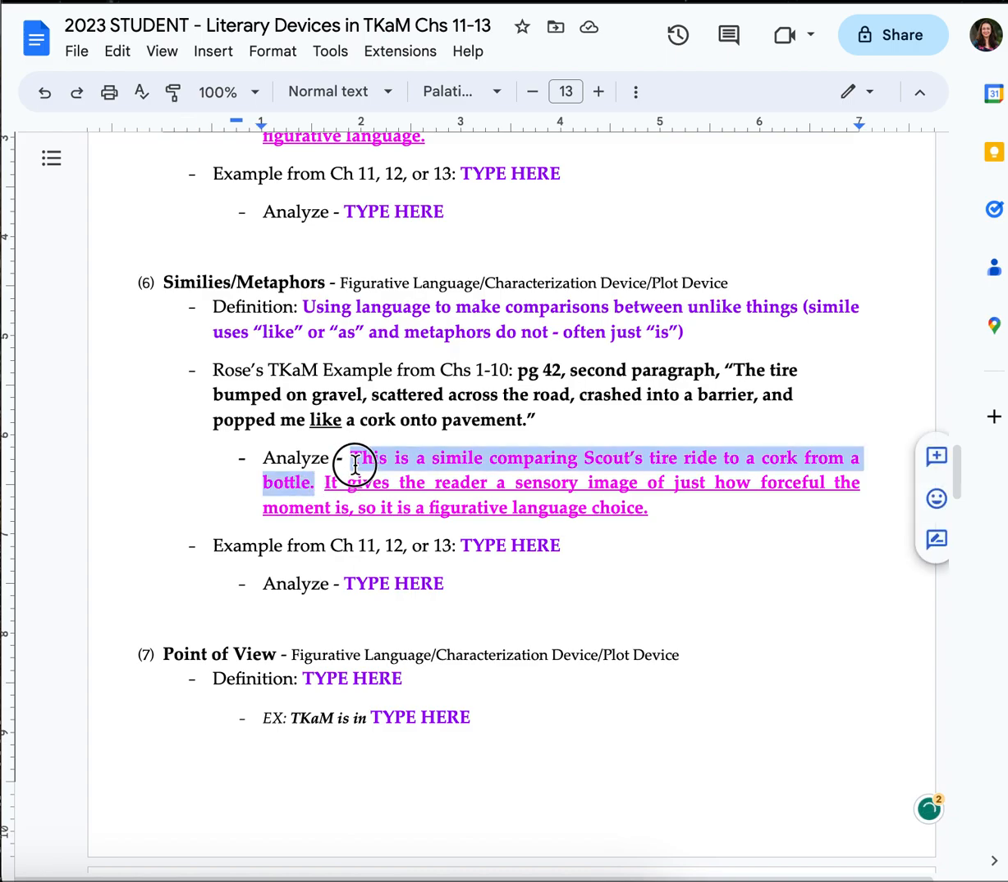I have told you what my comparison is. It gives the reader a sensory image of just how forceful the moment is. So, it's a figurative language choice. Similes and metaphors can also tell me more about characterization. The one that immediately comes to mind is when Scout compares reading to breathing. That teaches me who she is as a person and is a beautiful way to convey who she is and what she values without needing to straight up write, "I like to be smart." Excellent.